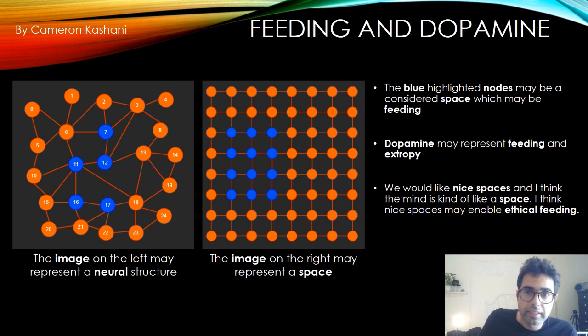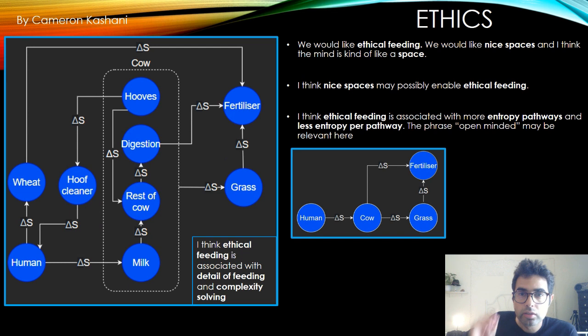So feeding and dopamine. So the blue highlighted nodes may be considered an object in space or a space which may be feeding or possibly even fed on. And I think dopamine may represent feeding and extropy. We would like nice spaces, and I think the mind is kind of like a space. I think nice spaces may enable ethical feeding. So detail of feeding. I think ethical feeding may be associated with detail of feeding.